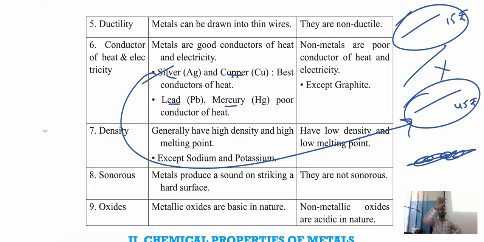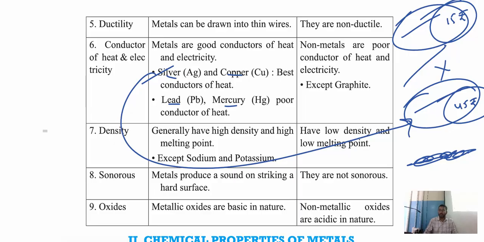Don't go by the outer insulation. The outer layer is insulation, and inside we have a wire. That wire is sometimes made of copper, sometimes silver, sometimes lead. Any such type can be made. If it is made of silver, it may cost you 45 rupees. If it is made of copper, it may cost you 15 rupees. For example, I am telling you, silver is costly compared to copper.